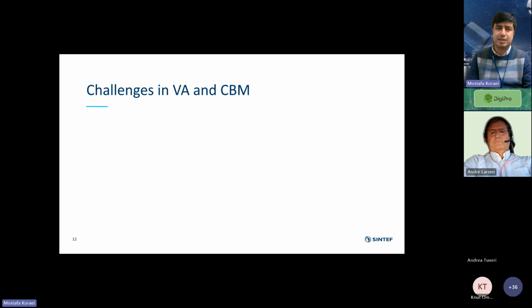But there are some challenges as well in VA and CBM, because data quality and interpretation is very important. Every time that we want to do the vibration analysis, we need to attach the sensors in place, and if the place is a little different, it could have some effect on the data that we get. So for critical systems, it's possible to use online monitoring, so they fix the sensors and don't move them.